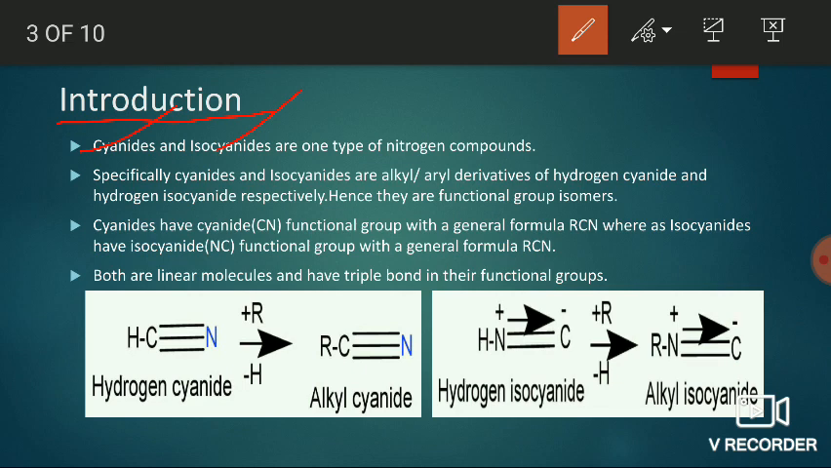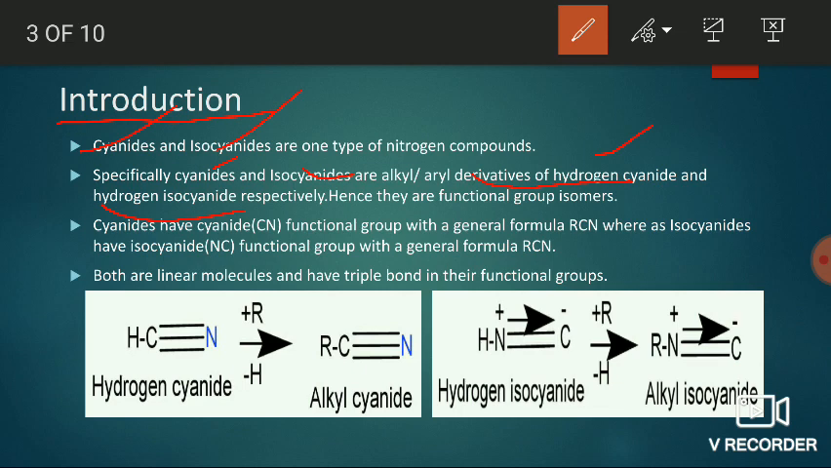Specifically, cyanides and isocyanides both are alkyl or aryl derivatives of hydrogen cyanide and hydrogen isocyanide respectively. That is, alkyl cyanides or aryl cyanides are derivatives of hydrogen cyanide, and alkyl or aryl isocyanides are the derivatives of hydrogen isocyanide.